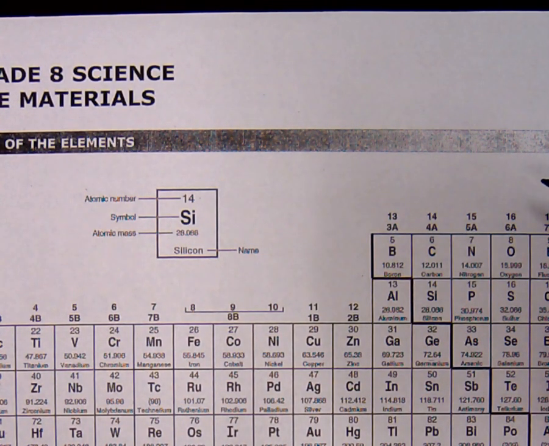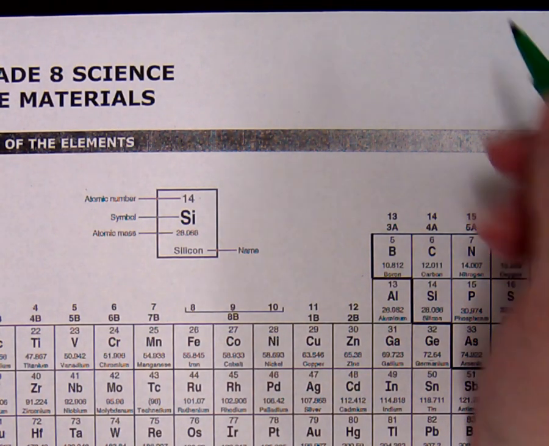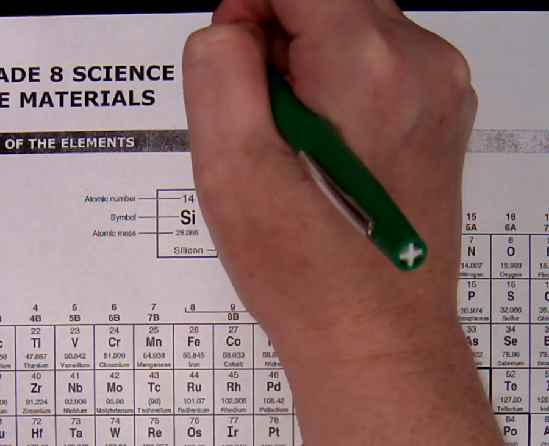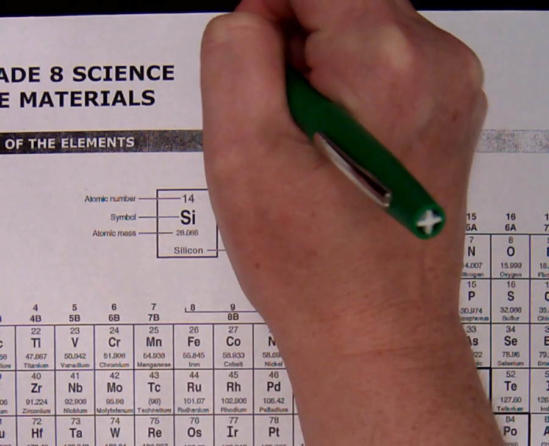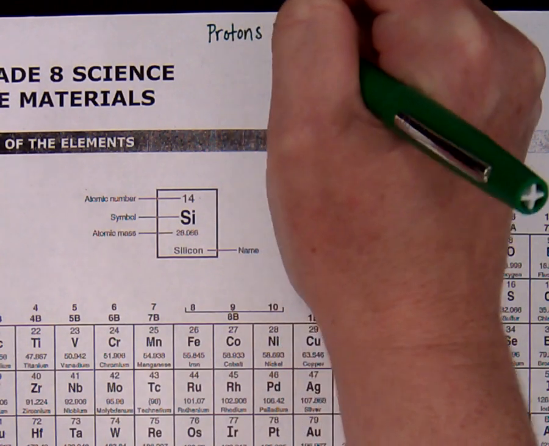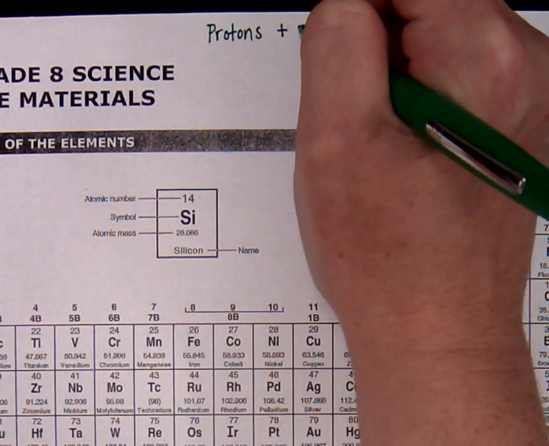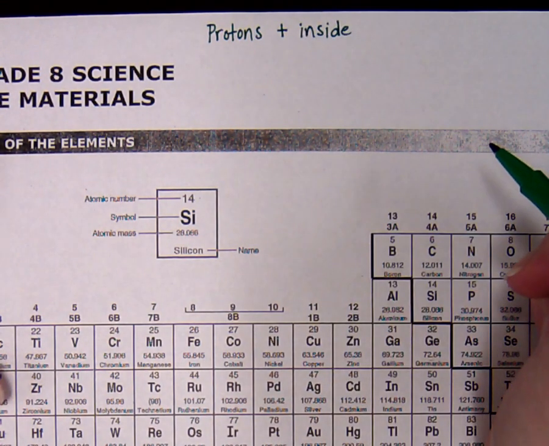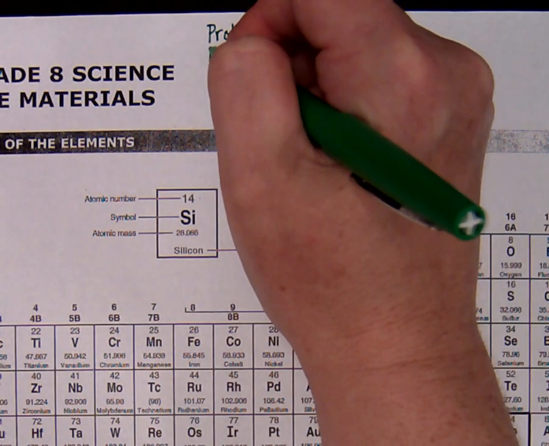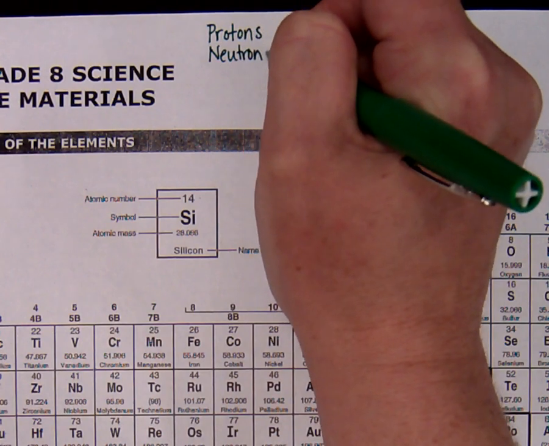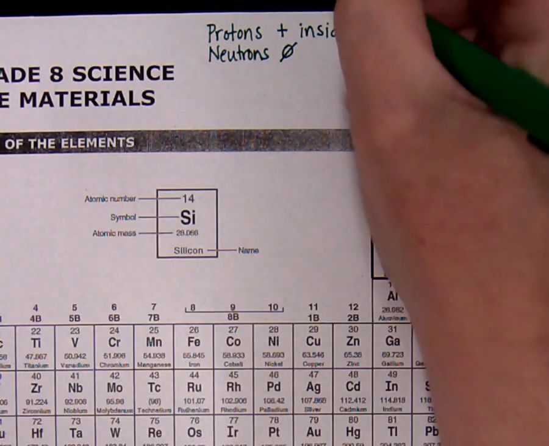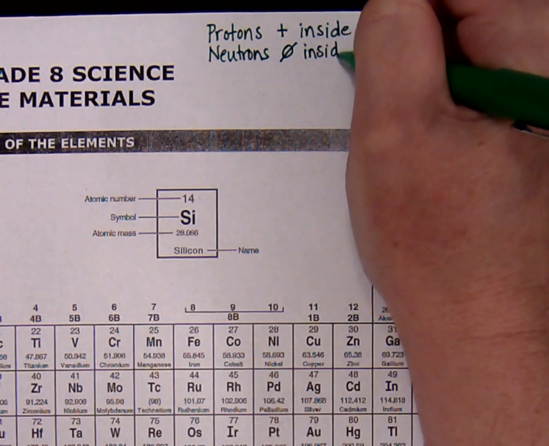Today we are going to brain dump on our periodic table. So first we are going to start in the atom. In the atom we have protons, which are positive. They are inside the nucleus. We have neutrons, which are neutral. They have no charge. They are inside the nucleus.